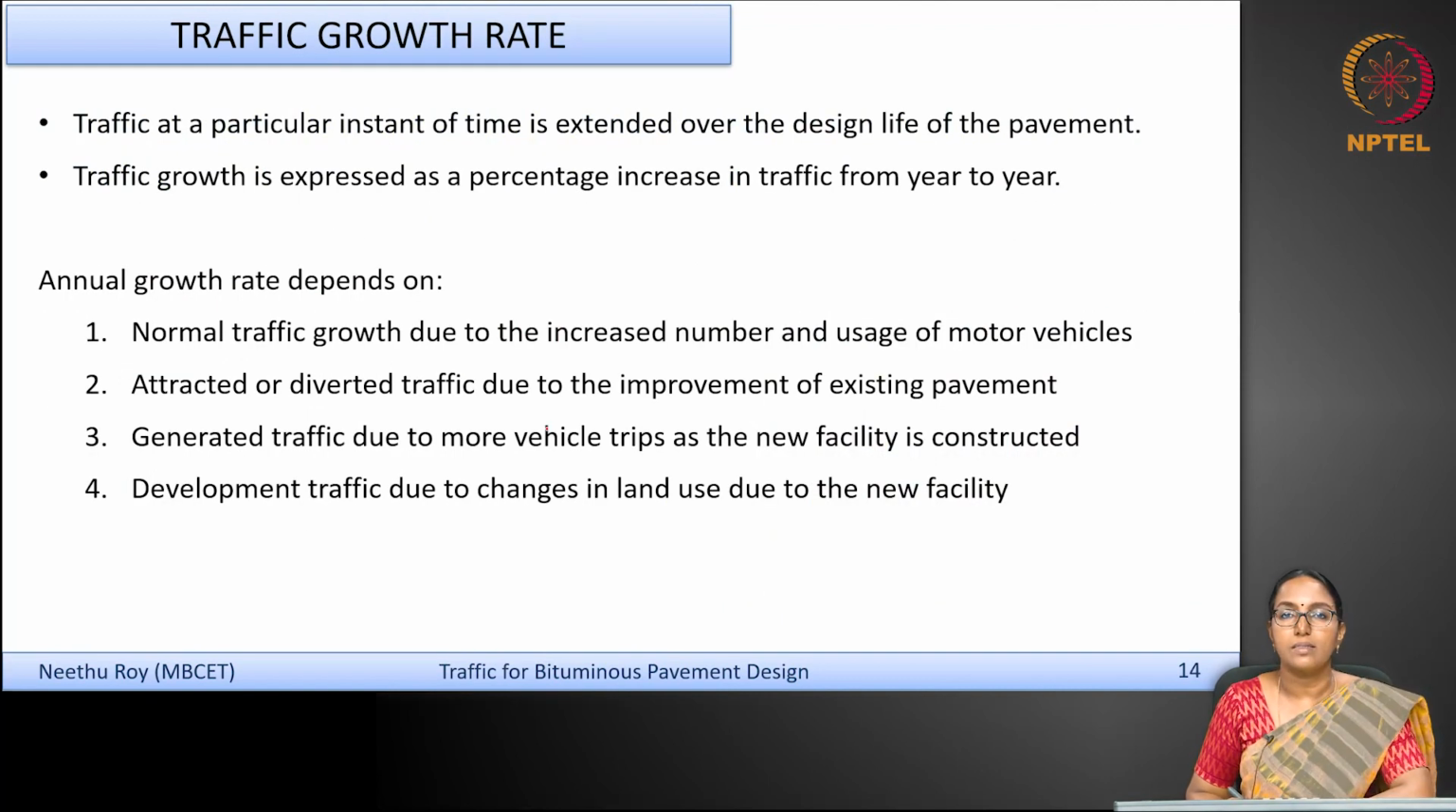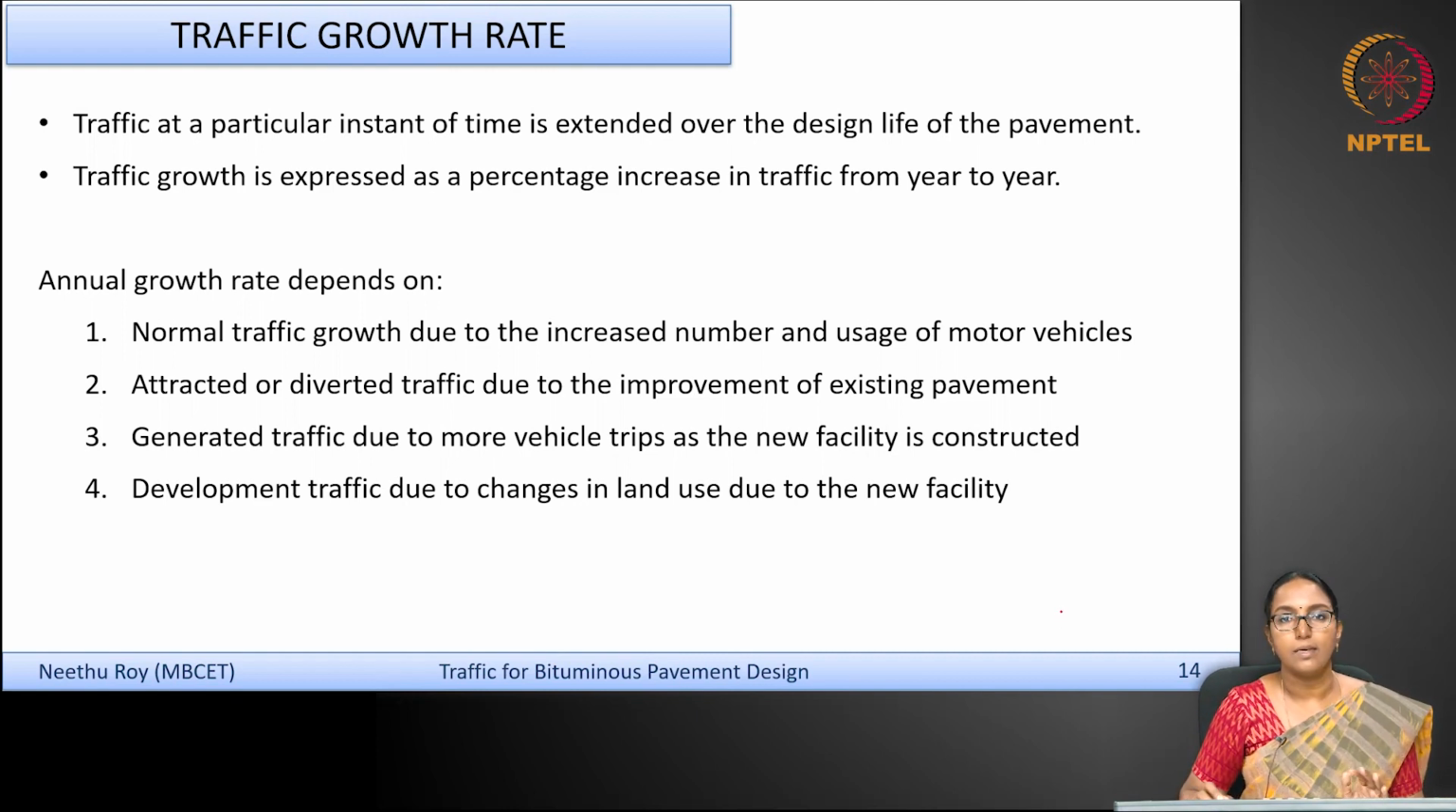The first one is the traffic growth rate. Now this value has to be extended over the design period so as to get the cumulative traffic, right? So you need the rate at which this traffic grows. This traffic growth rate is expressed as a percentage increase from year to year. Now how does this traffic grow?